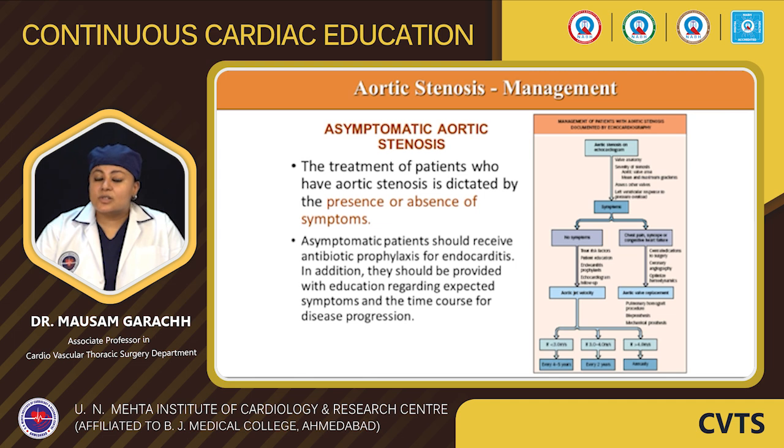Now, if the patient does not have symptoms, then we have to treat the risk factors. We have to educate the patient. We have to go for endocarditis prophylaxis, and echocardiography follow-up is done. Now, how often we have to call the patient is determined on the basis of aortic jet velocity. If it is less than 3 meters per second, then we call the patient for follow-up every 4 to 5 years. If it is between 3 to 4 meters per second, then every 2 years. And if it is greater than 4 meters per second, then we have to call the patient annually for follow-up.